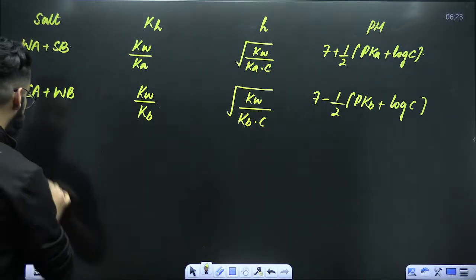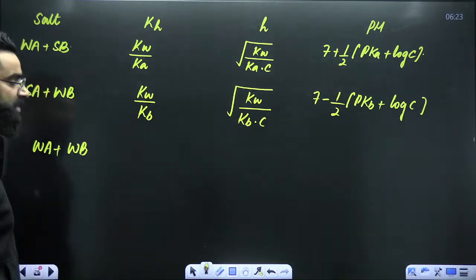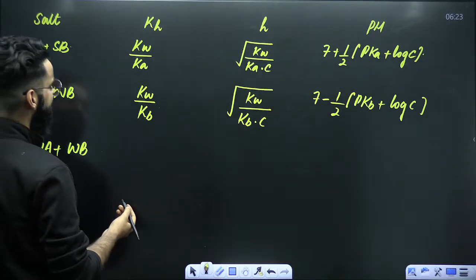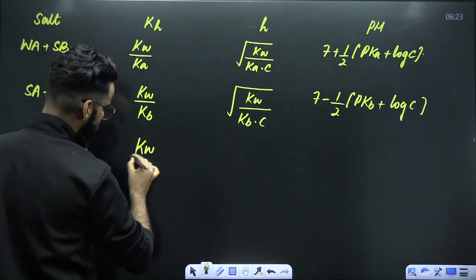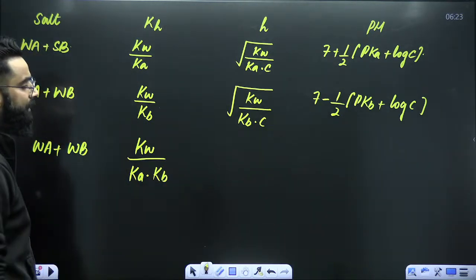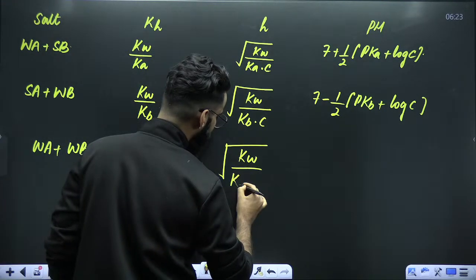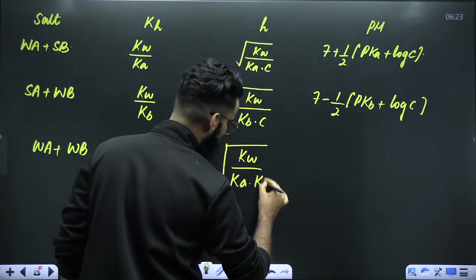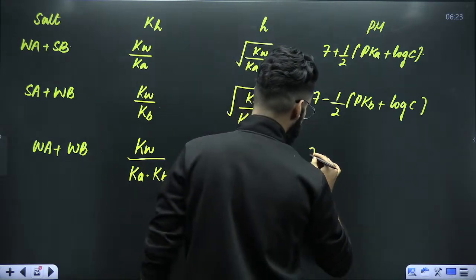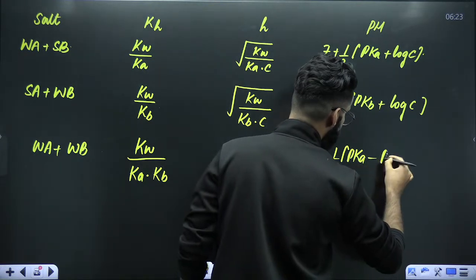Now one more. That is the salt of weak acid and weak base. So how do I write? Its Kh will be equal to Kw. Since both are weak, so Ka multiplied by Kb, right? Its h is just going to be equal to under root of Kw divided by Ka multiplied by Kb, right? And its pH is always 7 plus half of pKa minus pKb.